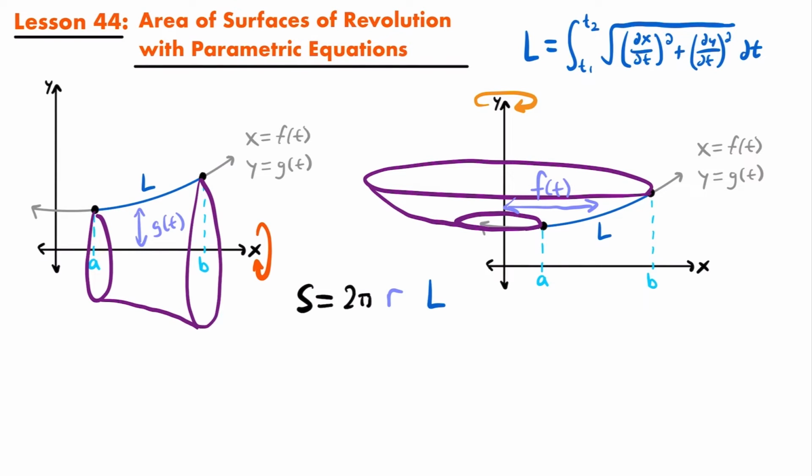All right, and so we now know the radius for each of these scenarios where we are forming a surface of revolution by revolving a curve around the x-axis or the y-axis. And so now we can set up our formulas for calculating the area of those surfaces of revolution. So let's start with revolving around the x-axis.